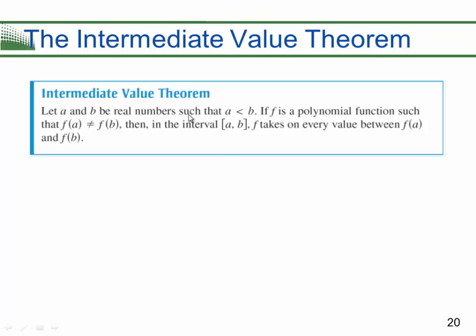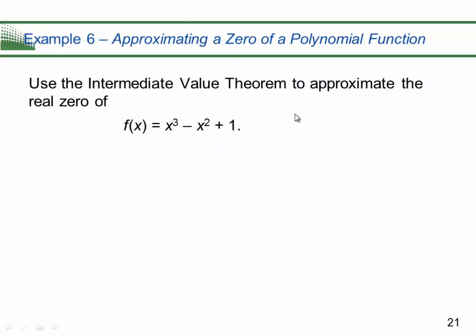So the intermediate value theorem, here's what the book says it is. Let a and b be real numbers, and then the y coordinates of those x coordinates are not equal. They're not the same point. Then in that interval between those two points, the function takes on every value between those. So the function is defined for every point in between two points. Okay, so if we look at this, we can use that idea, that intermediate value theorem, to approximate the real zero of this right here.